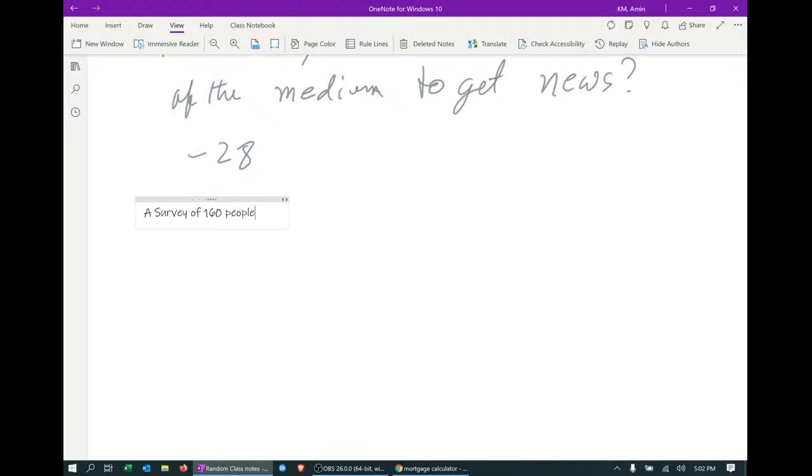A survey of 160 people at a casino was conducted to determine the casino games that they did play, and the following data were collected.